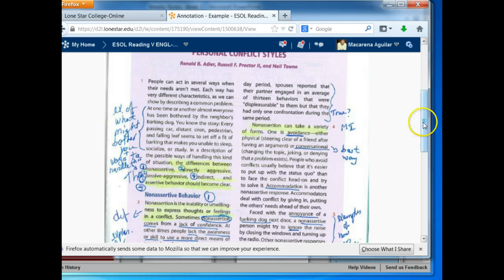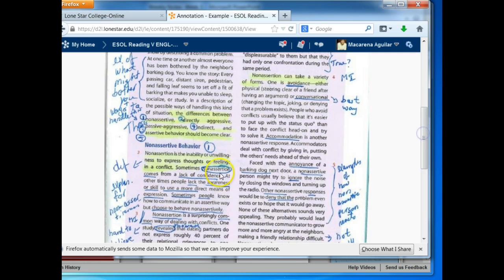You're going to see that the first part I did not highlight, but I wrote the examples of what might bother you, ways to handle conflict. And because they were talking about different ways, I highlighted, but I also numbered it. So there's 5 different ways, and each number coincides with the number here.